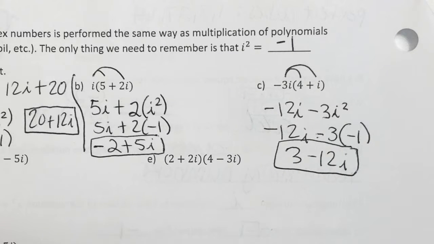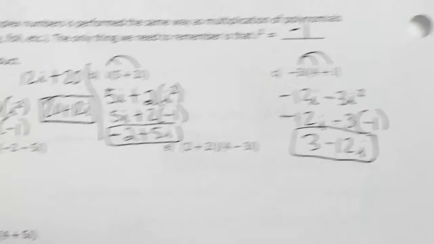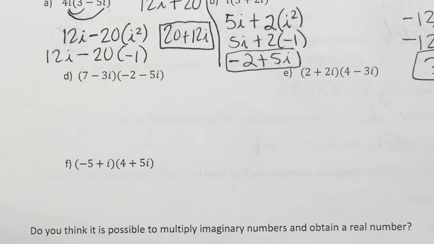Alright, we got 3 more problems and we'll call it a day. Now, these 3 are all the same. We have to use what? Full method. How do you know that you have to use the full method? Just by looking at it. 2 binomials. Good. Okay? So we're going to do D together. You're going to do E and F on your own.